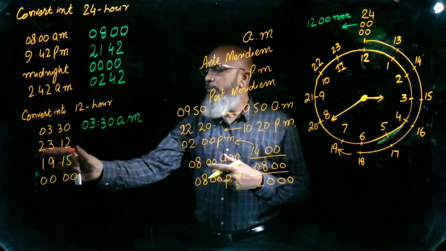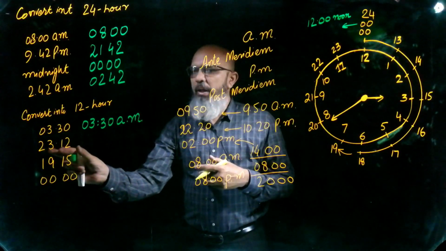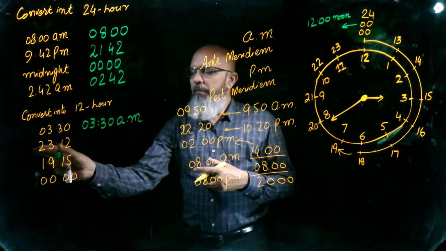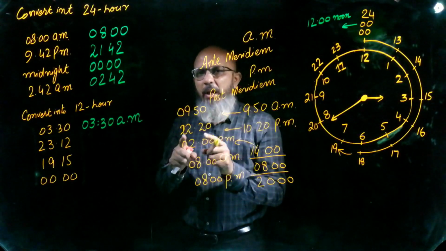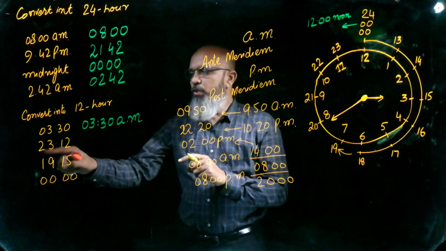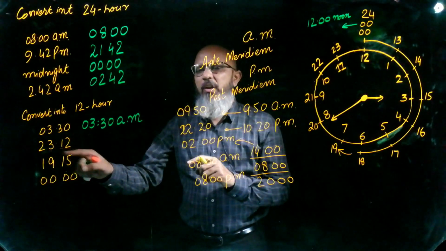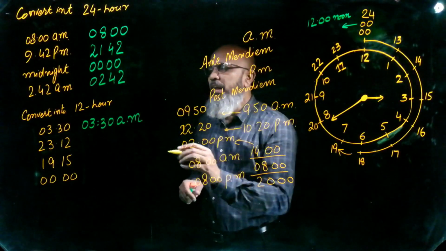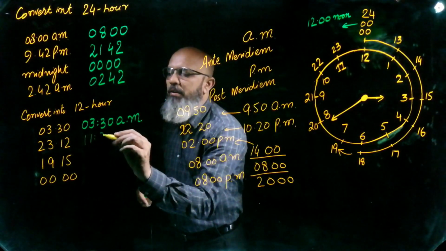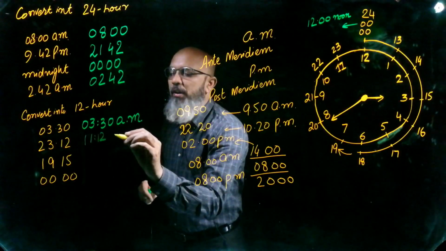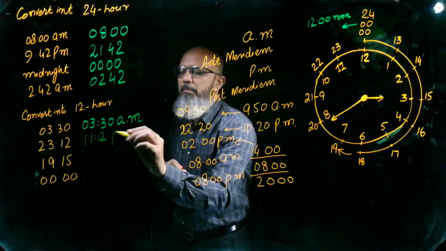So now come to the next one, that is 23:12. So it is more than 12. So it means we have to subtract 12 hours. So when you subtract 12 from 23, what do we get? We get 11. So 11:12. Now is it AM or PM? It's PM.